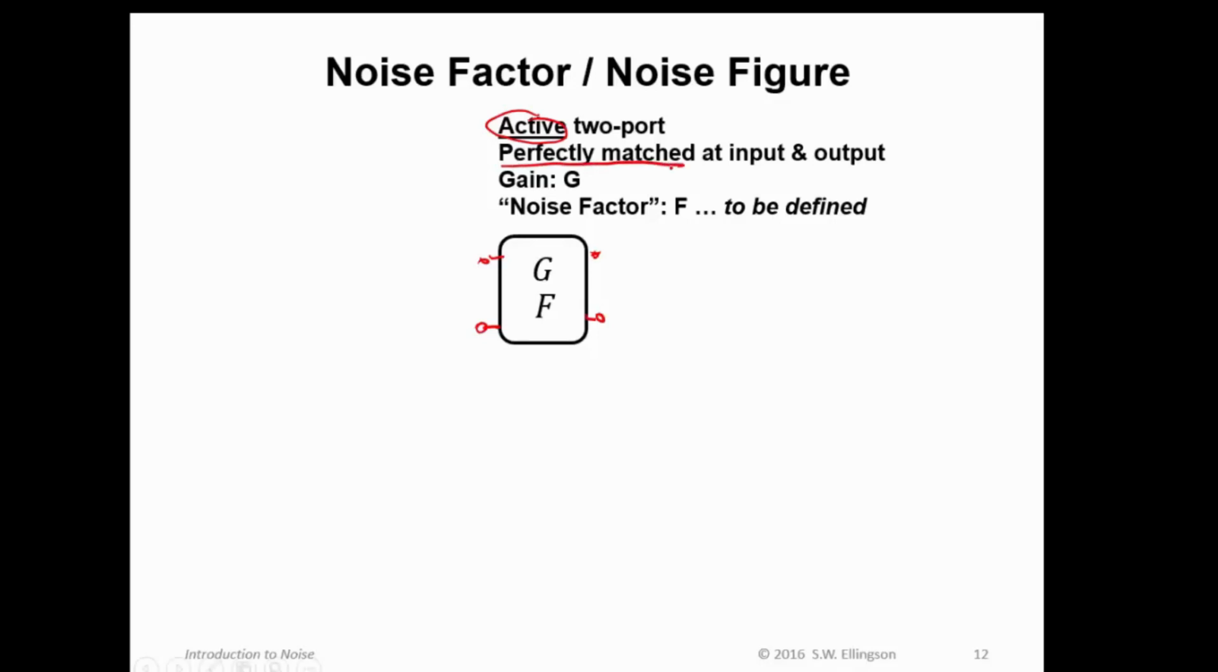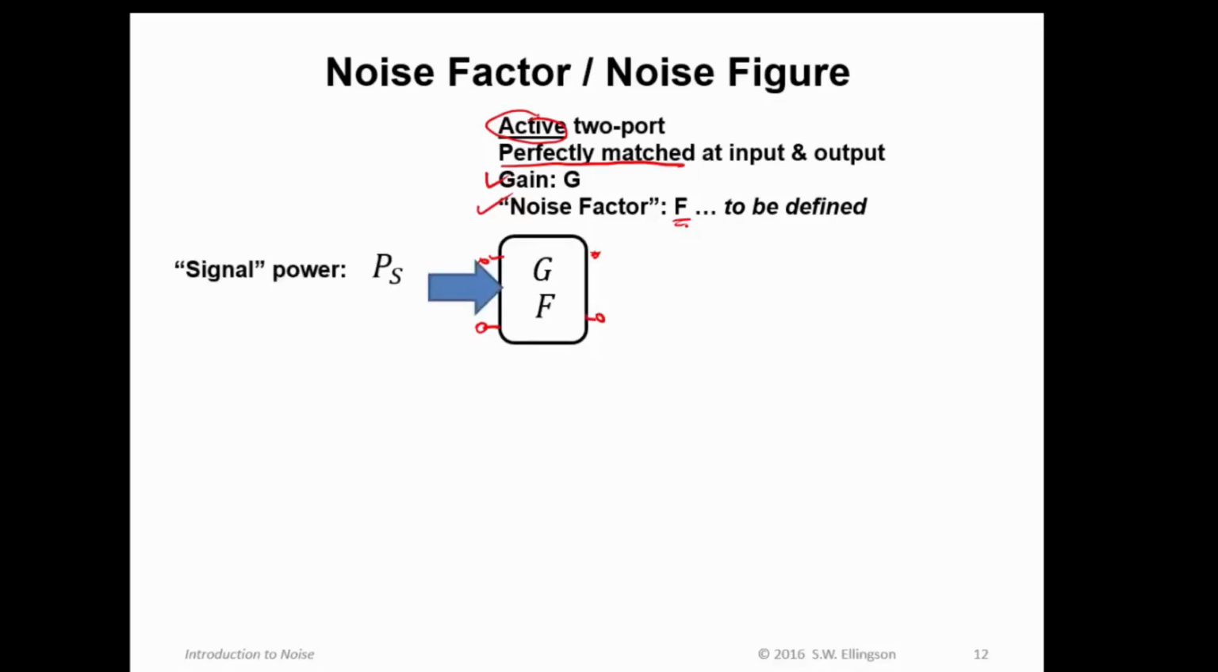Again, we can do the non-perfectly matched case as a separate problem. It gets a little bit more complicated because the impedance mismatch has changed the results. So initially we'll call it perfectly matched. And we can characterize this two-port then as having some gain, G, and some noise factor, F. And F is the thing that I want to define here. So let me show you how I go about doing that.